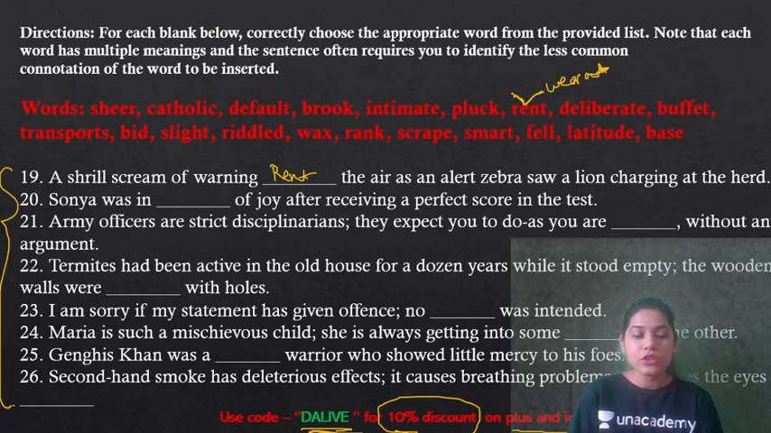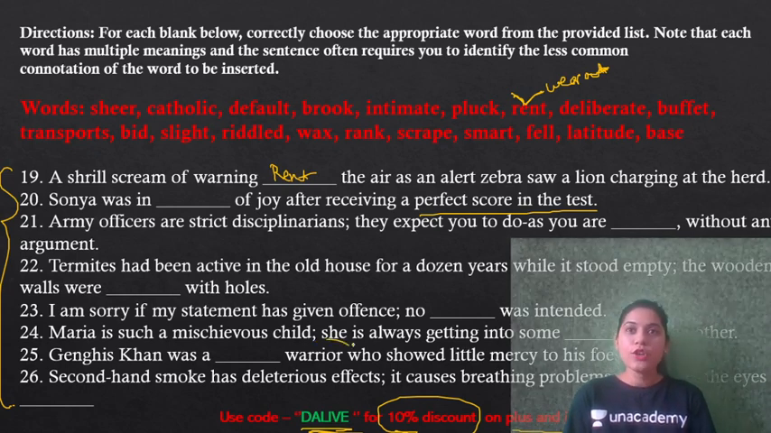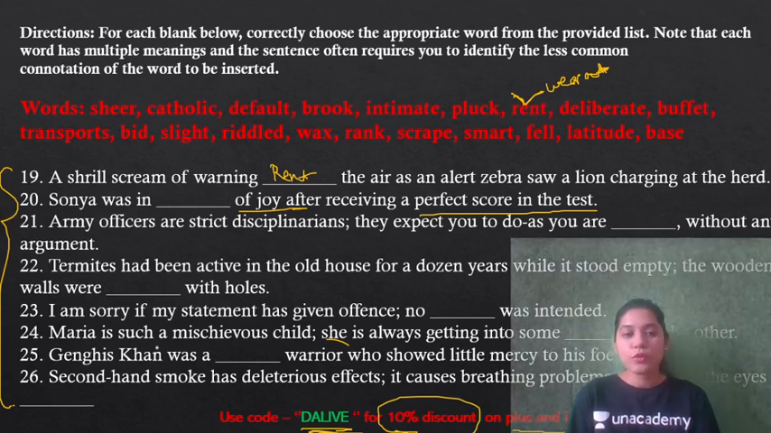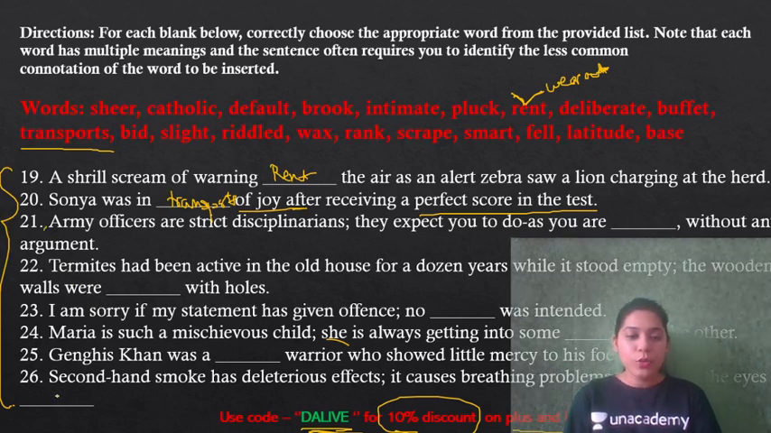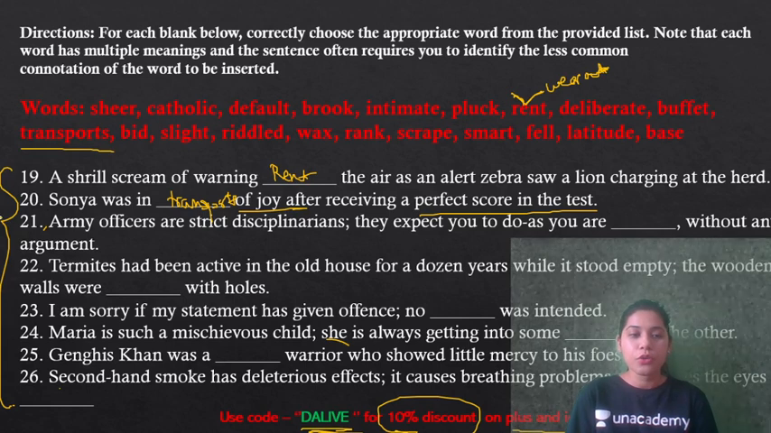Sonia was in dash of joy after receiving a perfect score in the test. If you receive a perfect score in the test, you will be very happy, isn't it? So she was in word of joy. Go through the options and let me know in the comment box what should be the answer for question number 20. So she was in transports of joy. Okay. Now from 21 to 26, I will give you some 5 to 10 seconds to think. You can write in the comment box or just answer on your own and fill in the blanks on your own.